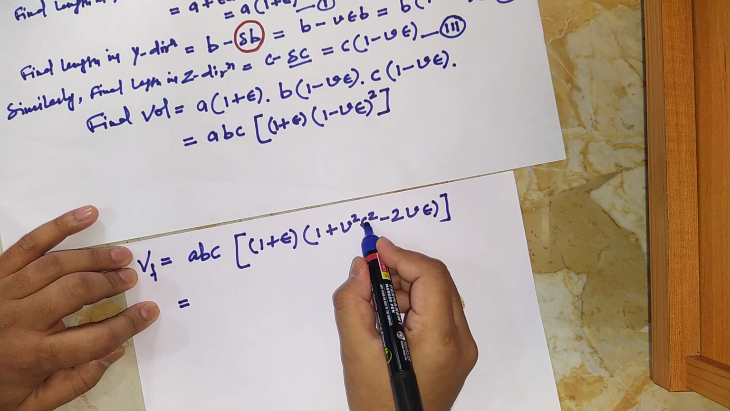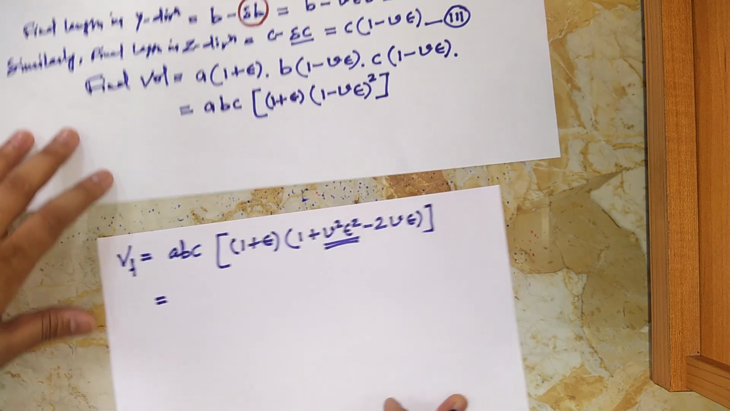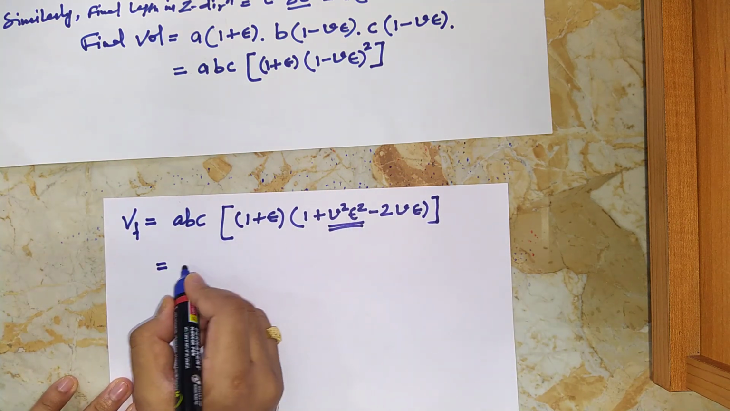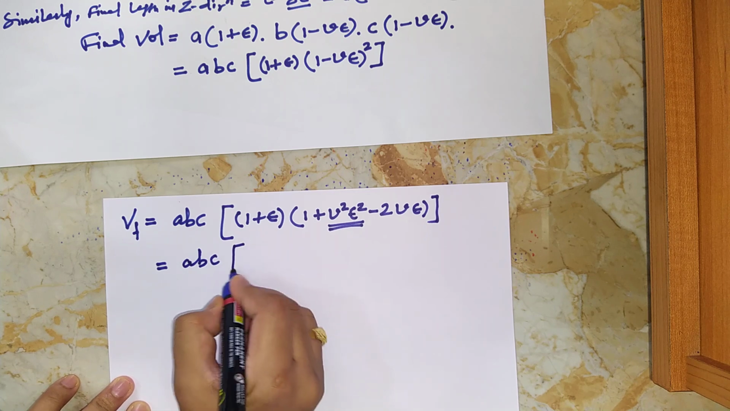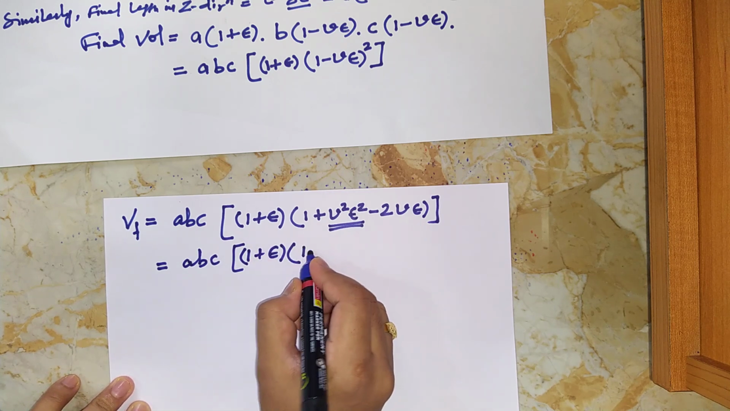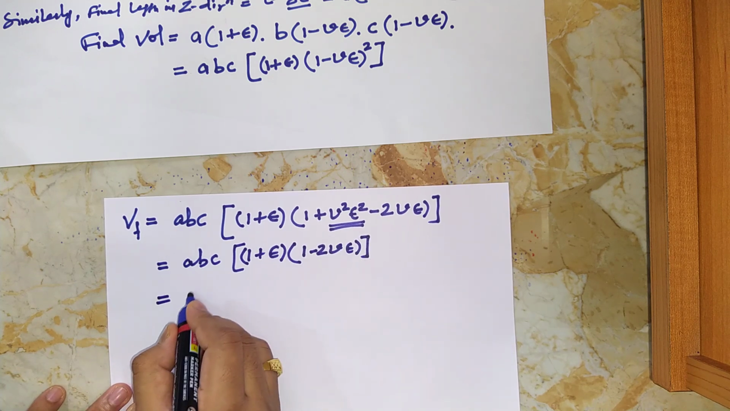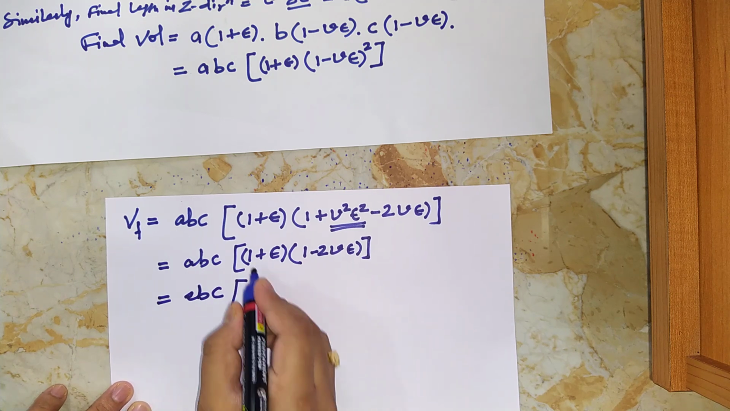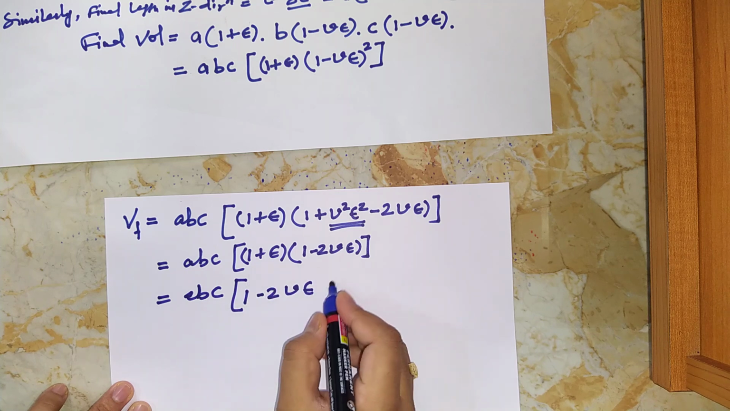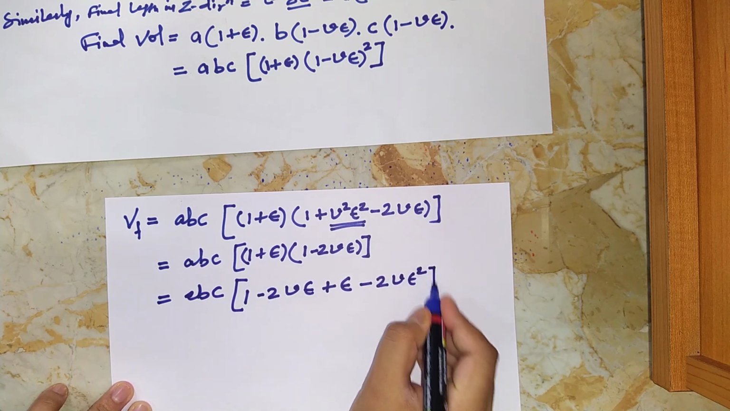Now see, epsilon is a very small quantity. Strain, we are restricting it to a very small value. So the square of epsilon will obviously be very small, so we can neglect this. So ABC into (1 plus epsilon) into (1 minus 2 nu epsilon). Okay. So ABC into 1 minus 2 nu epsilon plus epsilon minus 2 nu epsilon square.